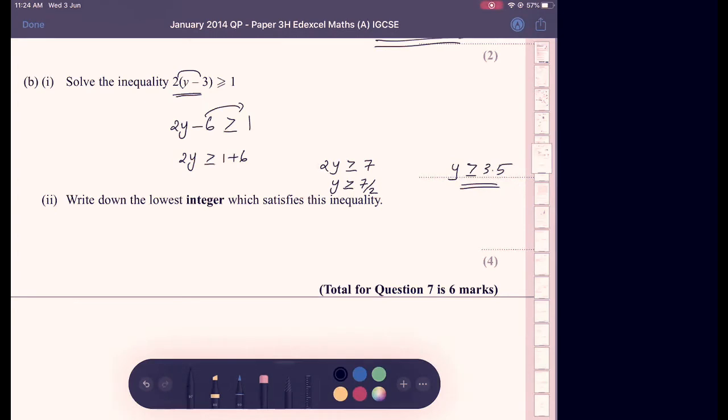Write down the lowest integer which satisfies this inequality. The lowest integer is 3.5, right? No, wait. Y is greater than or equal to 3.5. So the next integer will be 4, correct? Yeah, 4. So the lowest integer is 4.